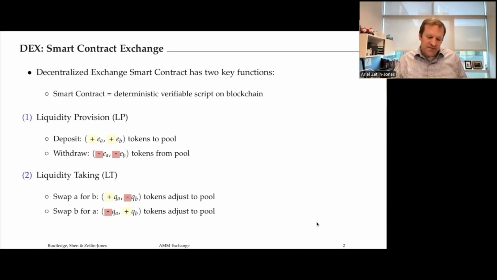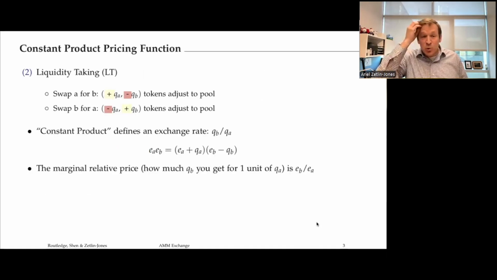What most of us have focused on are these liquidity taking rules. When these swaps occur, we've all seen this constant product pricing function that is the most dominant, although it's not the only one. It's a useful starting point to understand. When we define a rule that says if you deposit 1 unit of token A, how much of token B can you withdraw, what we're doing on the margin is defining an implicit exchange rate. What is the rate at which you can swap 1 unit of A for some amount of B?